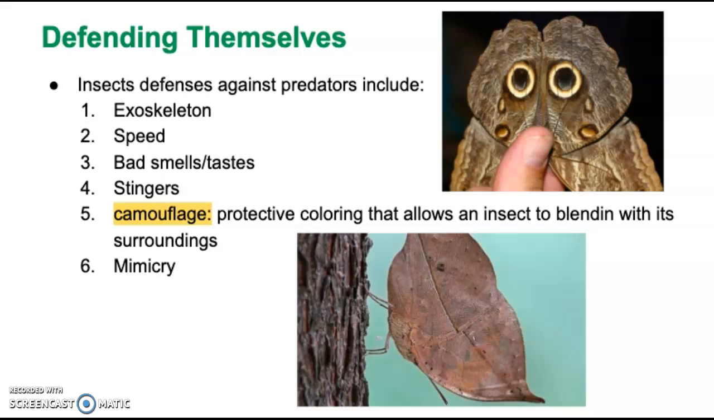We see the butterfly or the moth at the top of the screen, when it sits upside down on something brown, looks an awful lot like an owl, which would be a predator to a lot of the animals or organisms that would eat a moth. We also have the walking stick, or the insect at the bottom of the screen, which blends in with a tree.